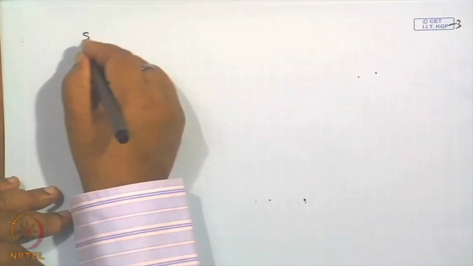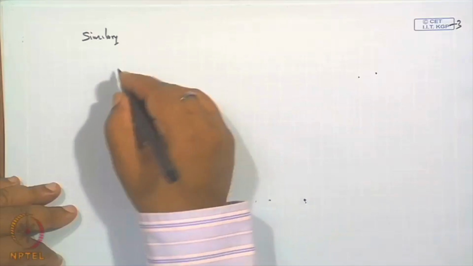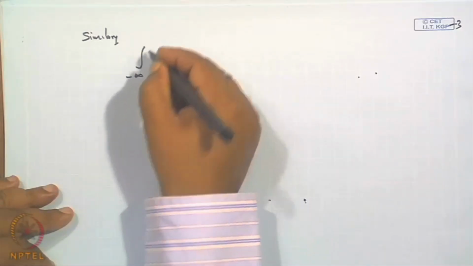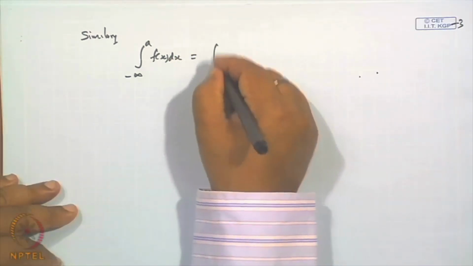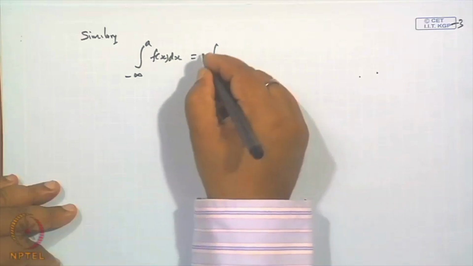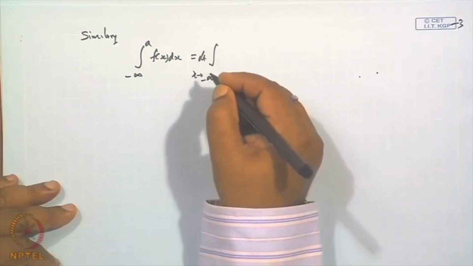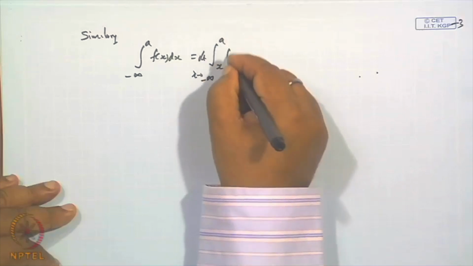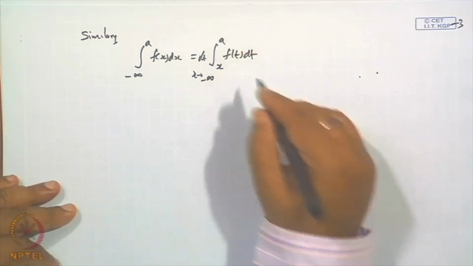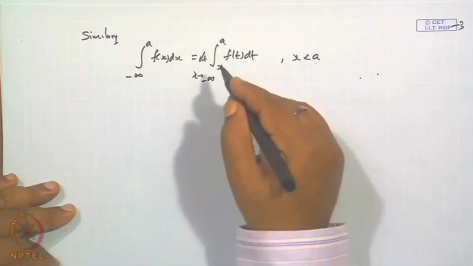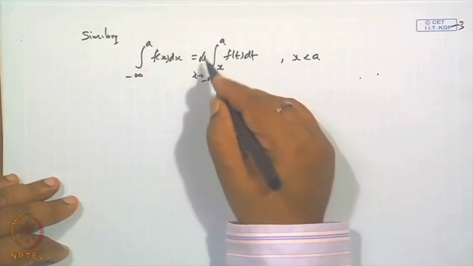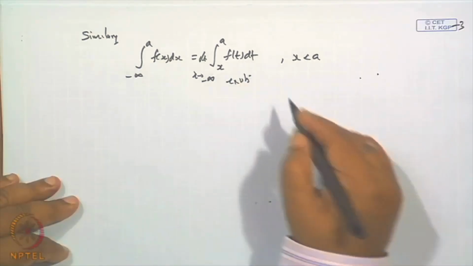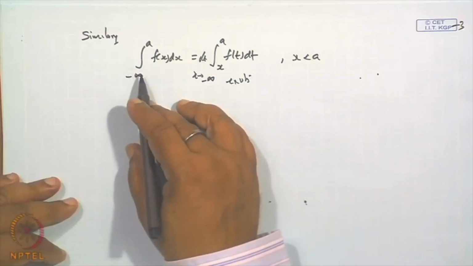Similarly, we define the integral from minus infinity to a of f(x) dx as the limit, as x tends to minus infinity, of the integral from x to a of f(t) dt, where x is always less than a, and we assume this integral is well defined and exists. If this limit exists, then we say this integral converges. If the limit does not exist, we say the integral diverges.